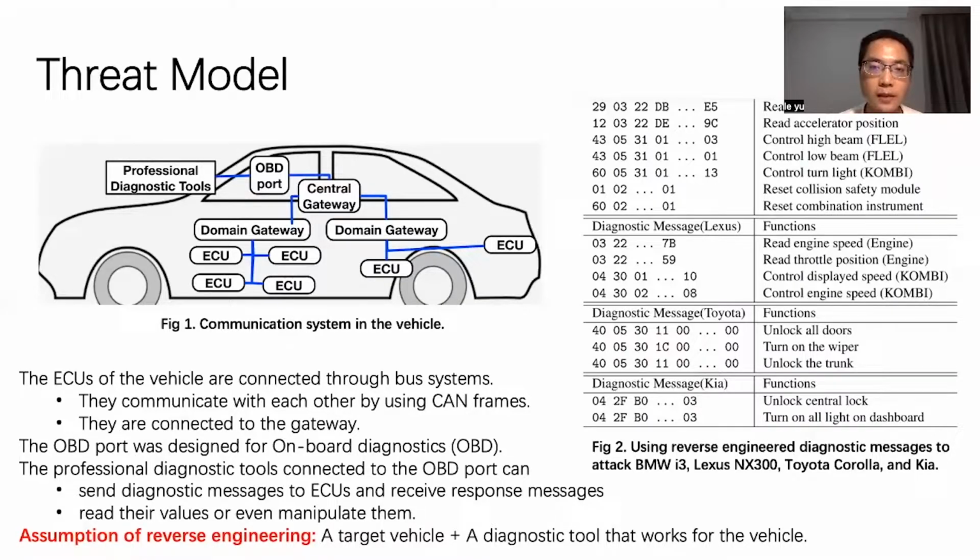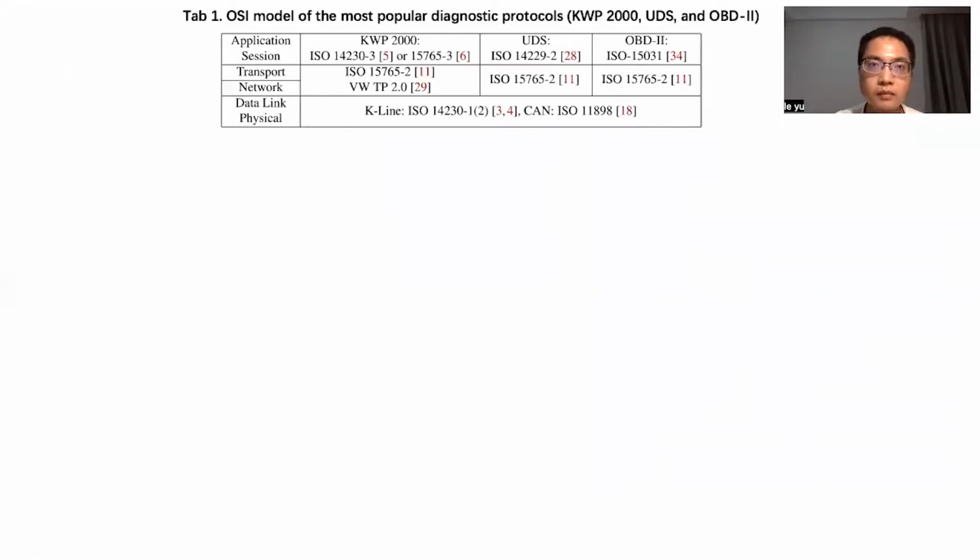Reverse engineering the diagnostic protocols is very useful in launching attacks. We used the professional diagnostic tools to send some messages to control the ECUs of 4 vehicles. For example, for the Toyota, we can successfully use the CAN messages to unlock all the doors. We can also modify some sensor values. This picture shows the OSI model of the most popular diagnostic protocols, KWP 2000, UDS, and OBD2. We can find that these 3 protocols are based on some transport or network layer protocols.